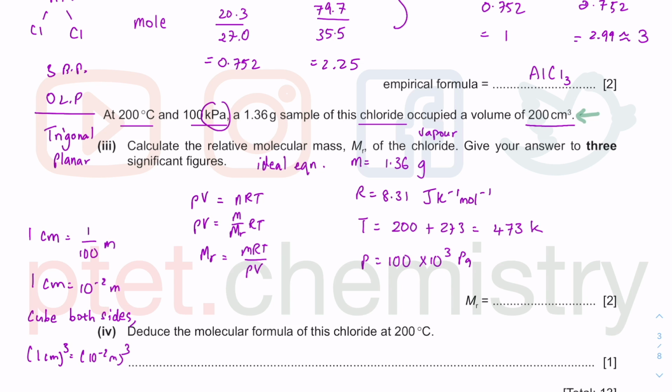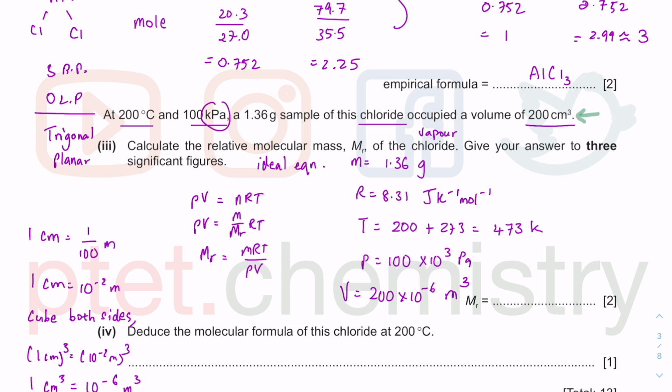So when I cube both sides, I get 1 cm cube. 10 to the minus 2 cube, your mathematics will have told you, that's 10 to the minus 6. So to convert cm cube to meter cube, I need to multiply by 10 to the minus 6. So the volume there is 200 times 10 to the minus 6 meter cube. I better write down the unit properly, otherwise I'll make a mistake.